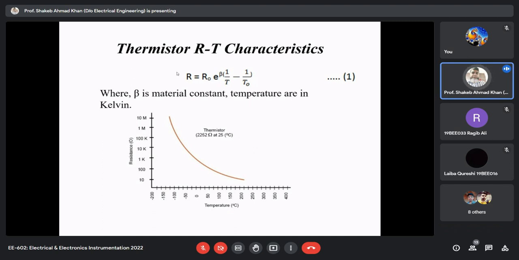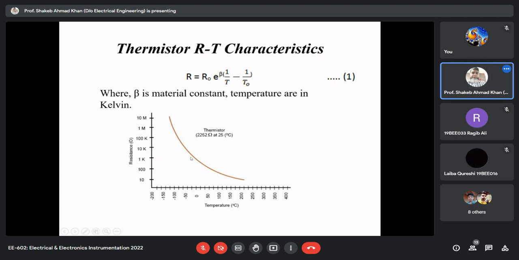Similarly, this is also the most popular one, although it is not the only one. If you go through the literature, you'll find even better RT characteristic equations and expressions. Now I'm coming to here. Beta is a material based constant.